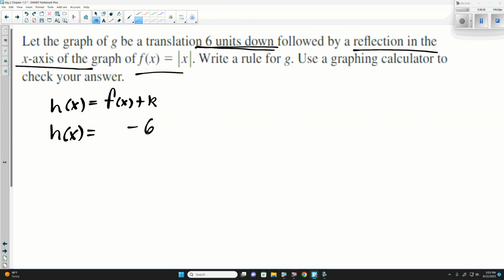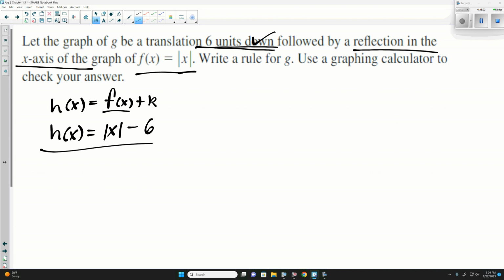So what would f of x be? Well, the absolute value of x. Yeah. So we could put it in now, or we could have rewritten it as f of x and then written it in at the next step. Either one works. So that is our translation of 6 units down. Now what do we need to do next?